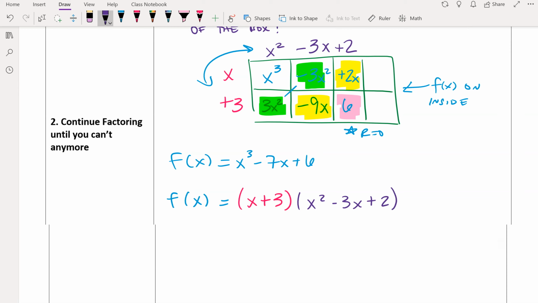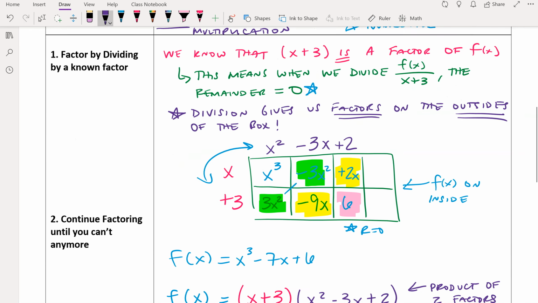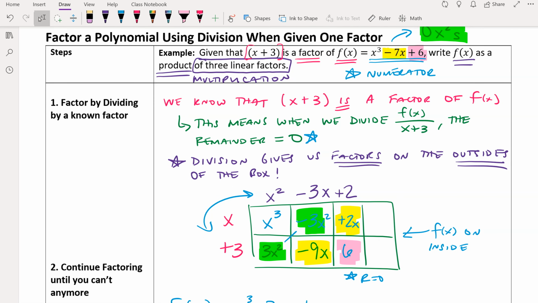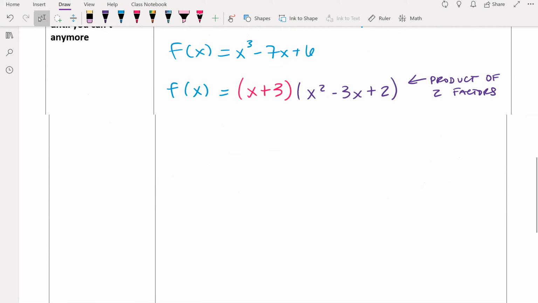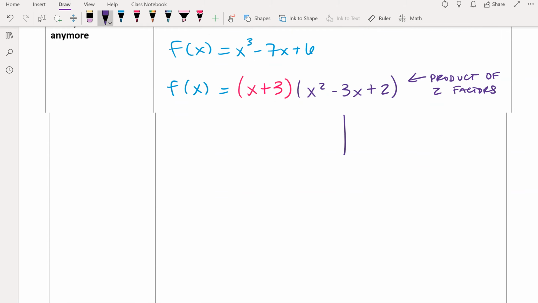Okay, this right here is a product, right? There's multiplication happening. Product of how many factors do we see here? 2. So this is a product of 2 factors. Well, the problem asked us to find a product of three linear factors. Up here, it said f of x is a product of 3 linear factors. So what do we need to do? We need to continue factoring until you can't anymore. So which one of these 2 factors can I factor more? This thing. So let's go ahead and factor that.